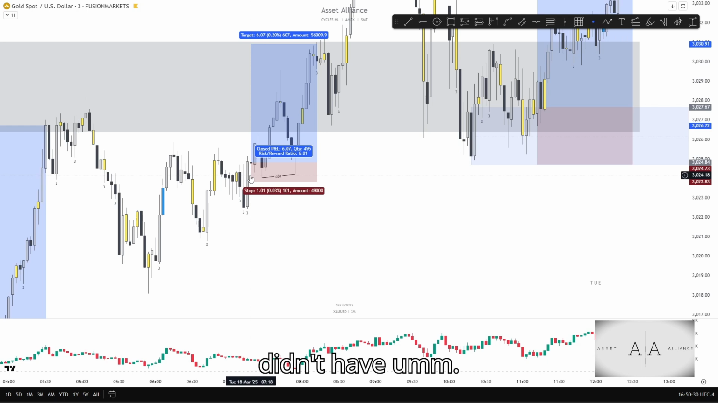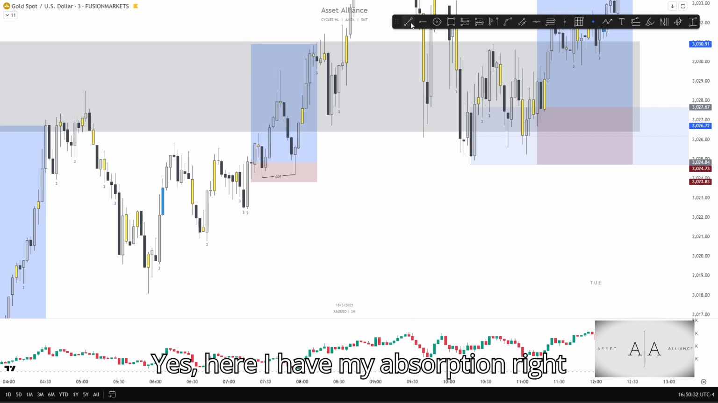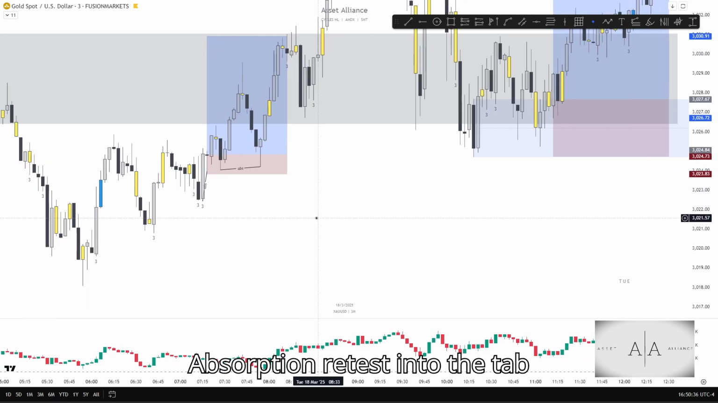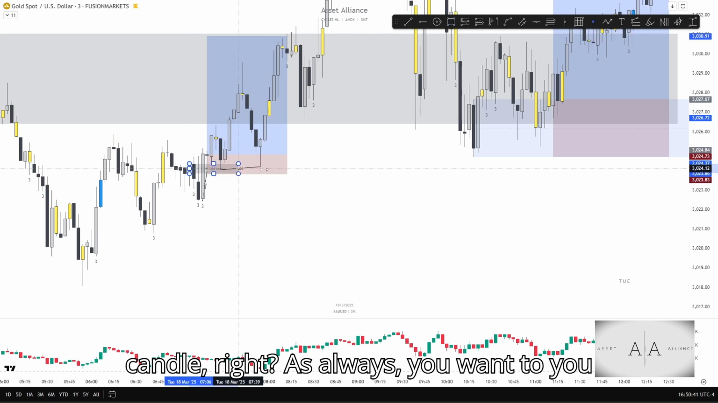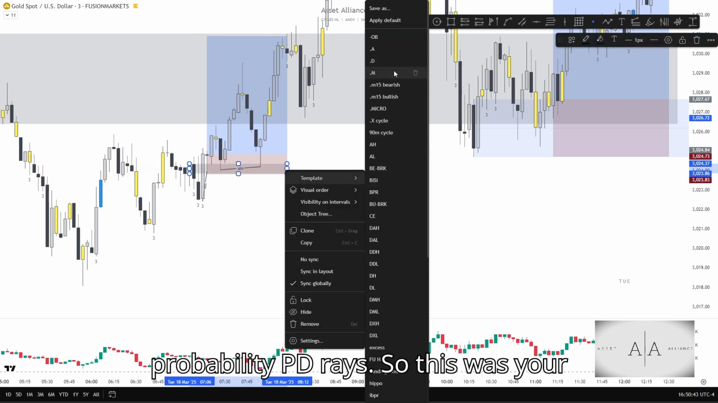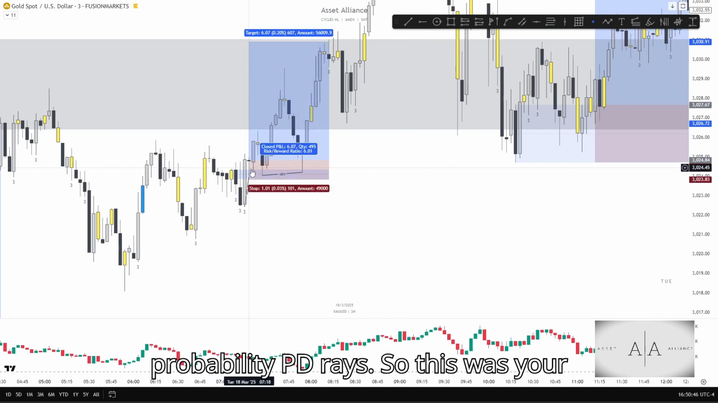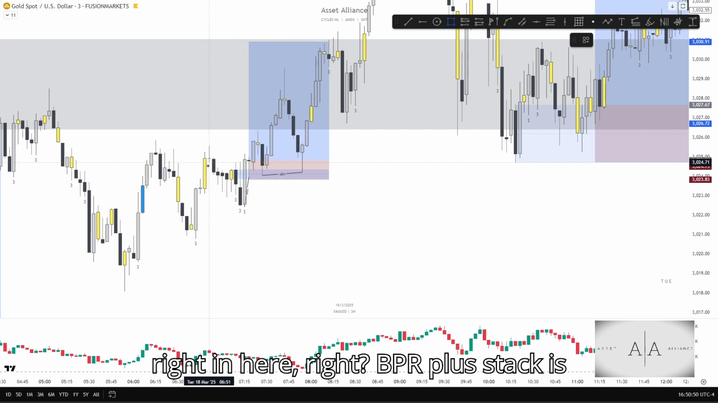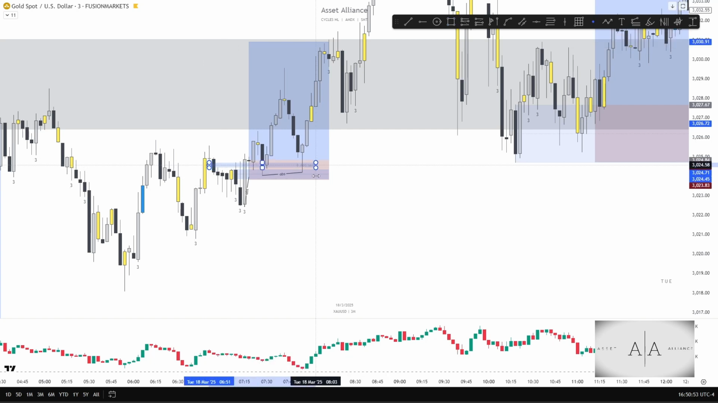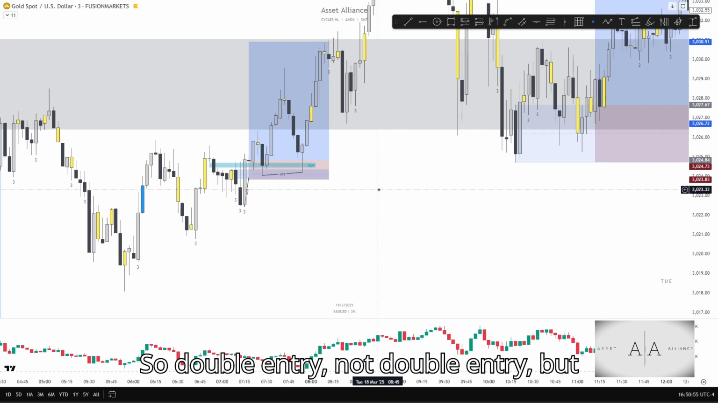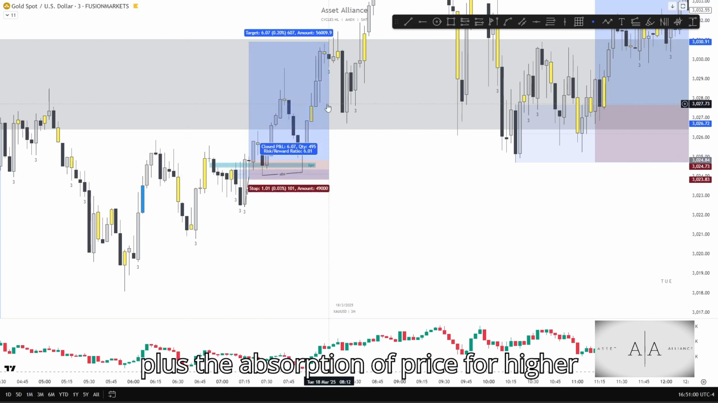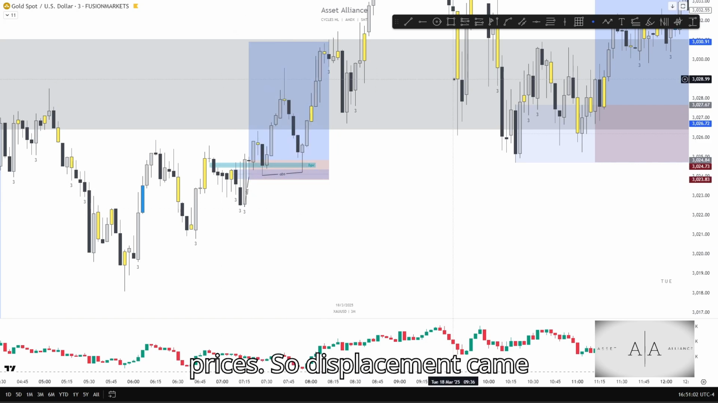Here I have my absorption right there. Absorption, retest into the TAC candle, right? As always, you want to be looking for TACs for high probability PD arrays. So this was your TAC retest. You also had this BPR right in here, right? BPR plus TAC is always really good to have. So double confluence for higher prices, plus the absorption of price for higher prices.